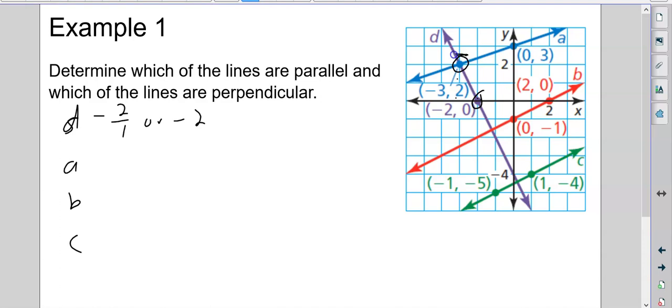A, we're going to use this one and this one. So I can just count up 1 to the right, 1, 2, 3. Up 1, right 3.